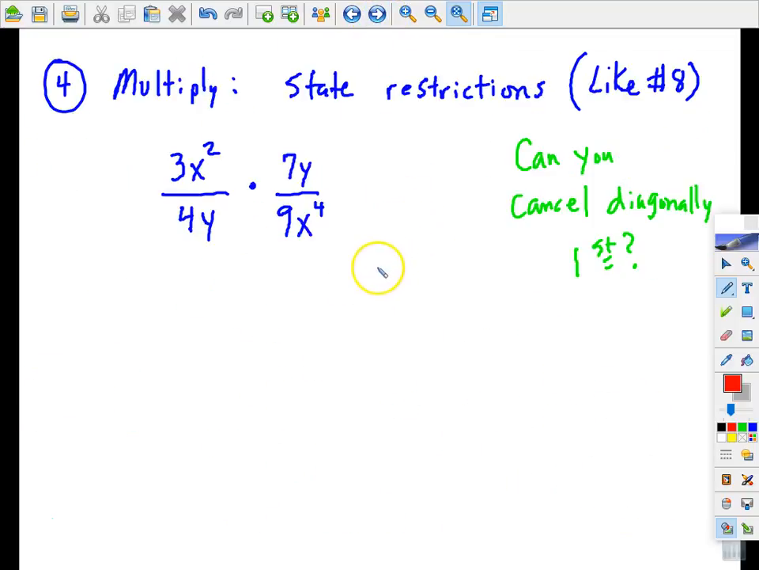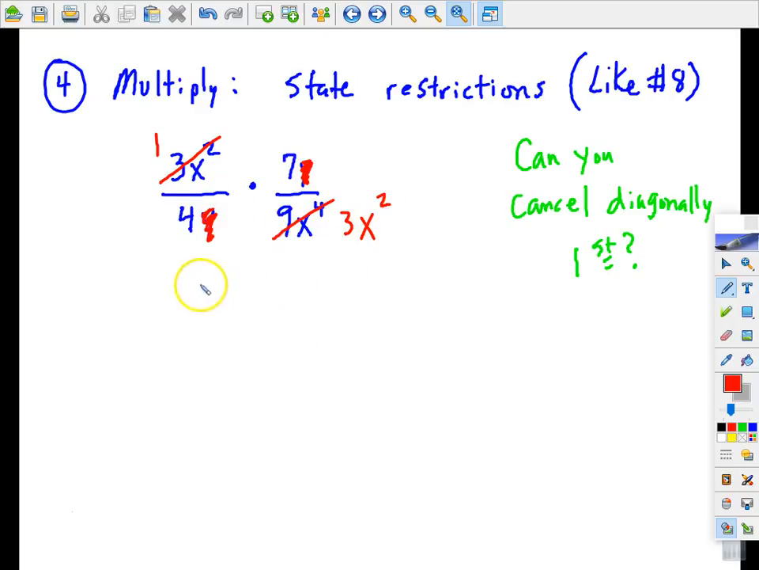Okay, this is a little bit like your number 8. And let's just take a look. It says to multiply. Well, can we cancel anything first? Well, let's see. I can divide 3x squared into both of these. 3x squared into itself is 1. 3x squared into 9x fourth is 3x squared. Going this way, I can divide y into both of these. Y into itself is just 1, 7 times 1. Y into itself again, 4 times 1, which is 4.